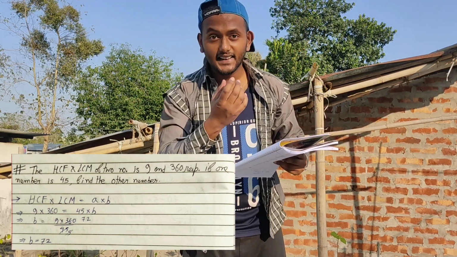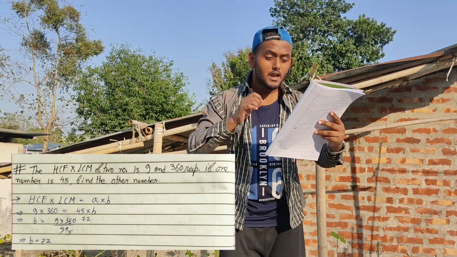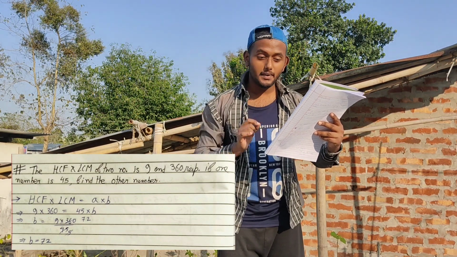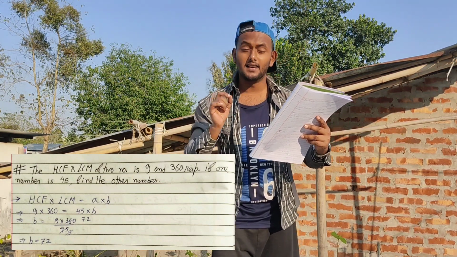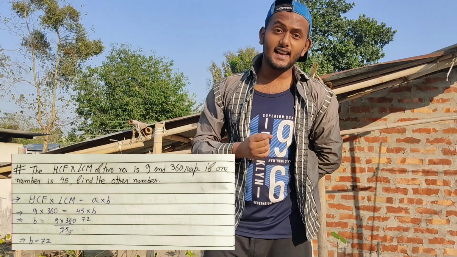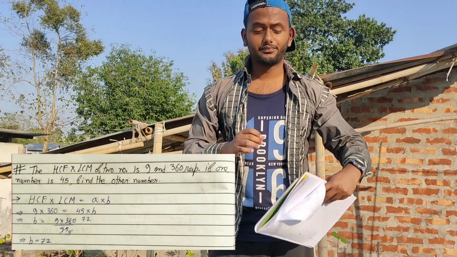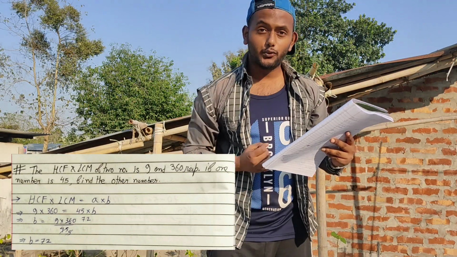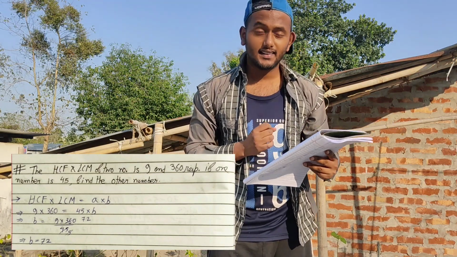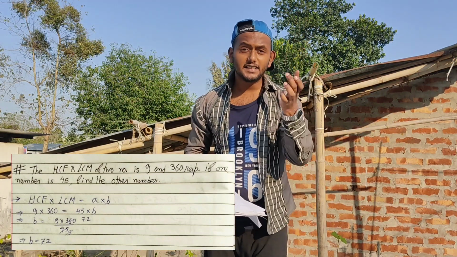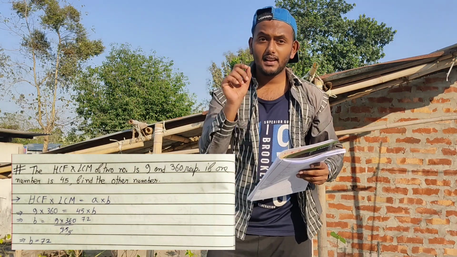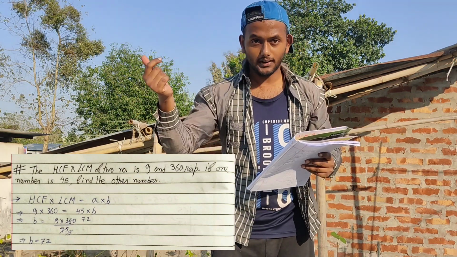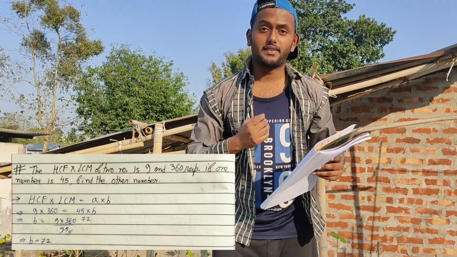Now, similarly, there is another question. They have said that the HCF and LCM of two numbers are 9 and 360 respectively. That means the HCF is 9 and the LCM is 360. Out of these, one number is 45. Can you find the other number? Yes, very easy. Because HCF into LCM is equal to the numbers A into B. Here A is given as 45.